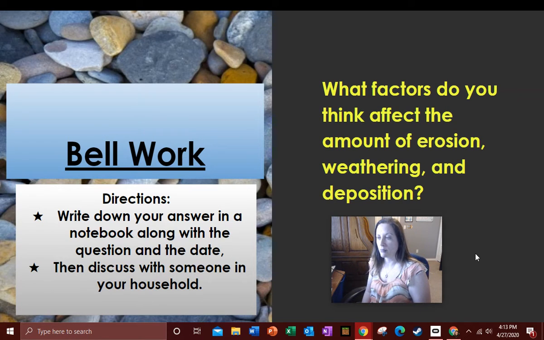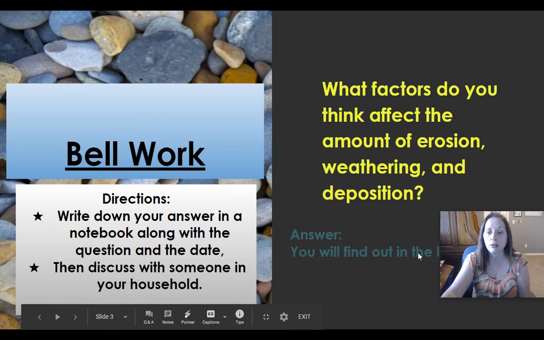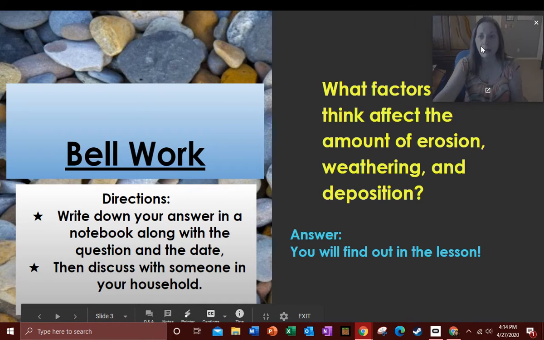What caused erosion to speed up? What caused erosion to slow down? What could affect weathering? How fast those materials break apart? And what can affect deposition? How quickly or how slowly something gets deposited to a new location. So those are the things that we are going to talk about today in our lesson.